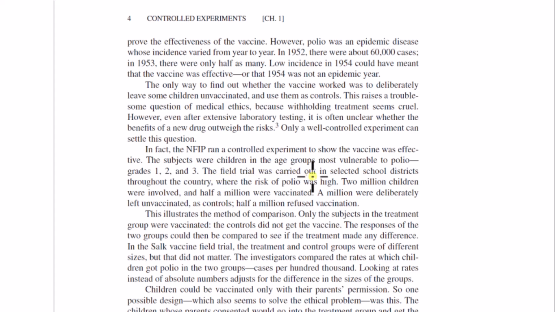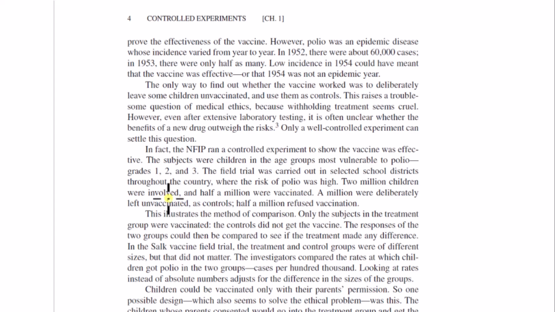The field trial was carried out in selected school districts throughout the country where the risk of polio was high. Okay, it still sounds like a good experiment. 2 million children were involved and 500,000 were vaccinated. 1 million were deliberately left unvaccinated as controls. 500,000 refused vaccination. So just based on this paragraph, this could be a good experiment. Students in grades 1, 2, and 3, if you randomly select those students in school districts throughout the country, I'm assuming random school districts where the risk of polio is high, that's fine, as long as the risk of polio in those areas is all the same or close to the same.